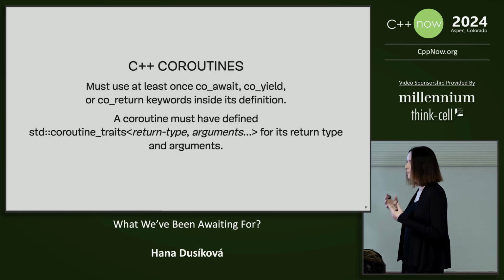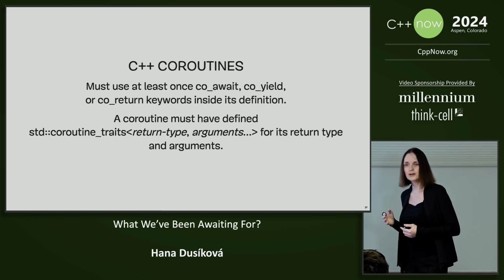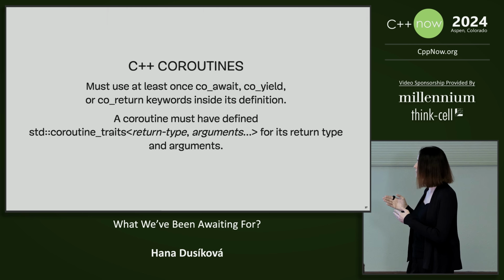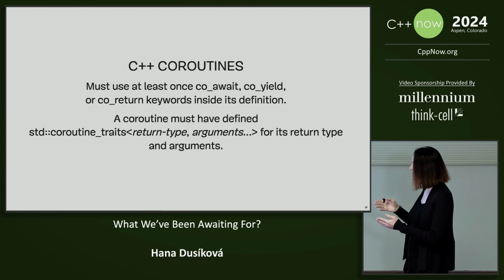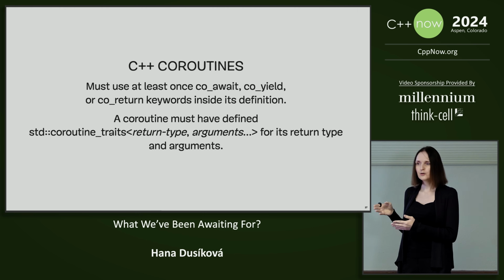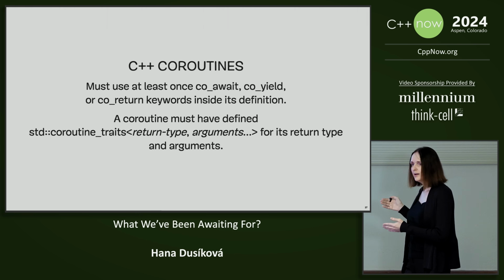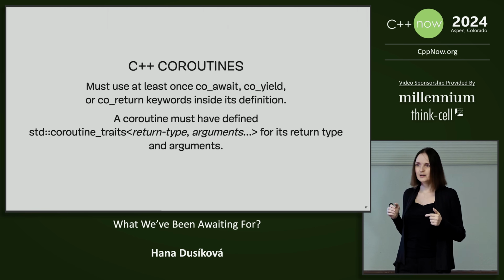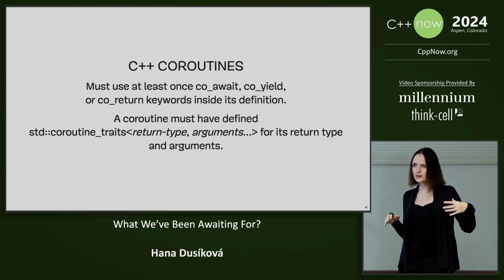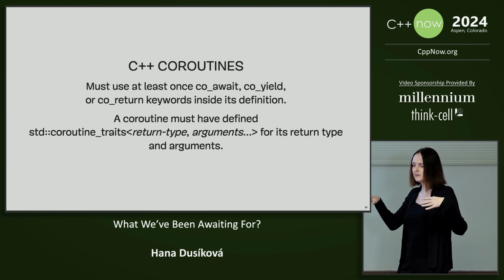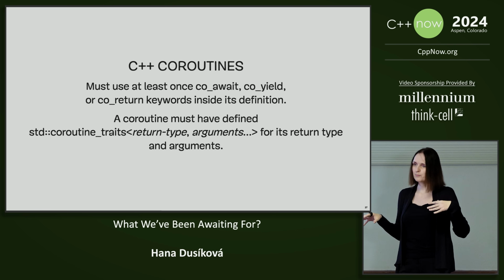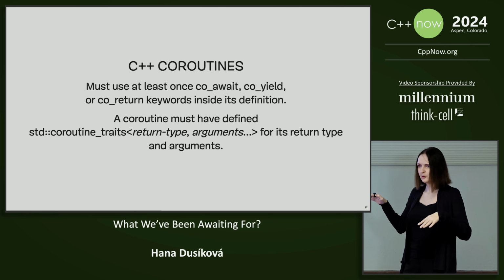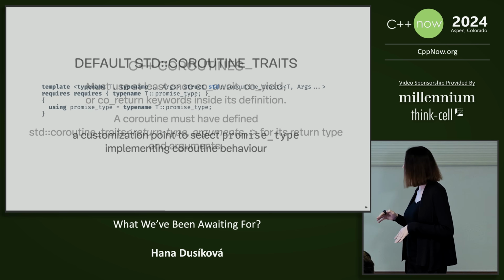And if a compiler sees one of the keywords, it will look for the coroutine traits for the return type of the coroutine and its arguments. And by that, you will get a promise type. It could be a little bit confusing because in JavaScript, there is a promise as the result of a coroutine. And in C++, the promise type is an internal part of the coroutine frame. I will try to make sure that we won't mix them up.